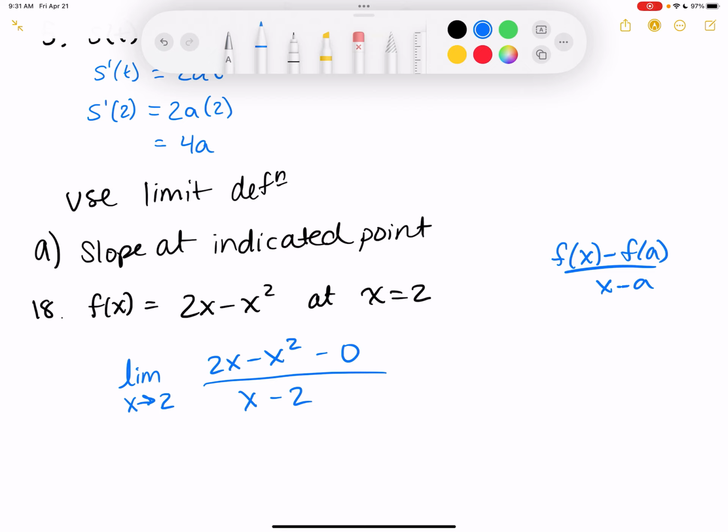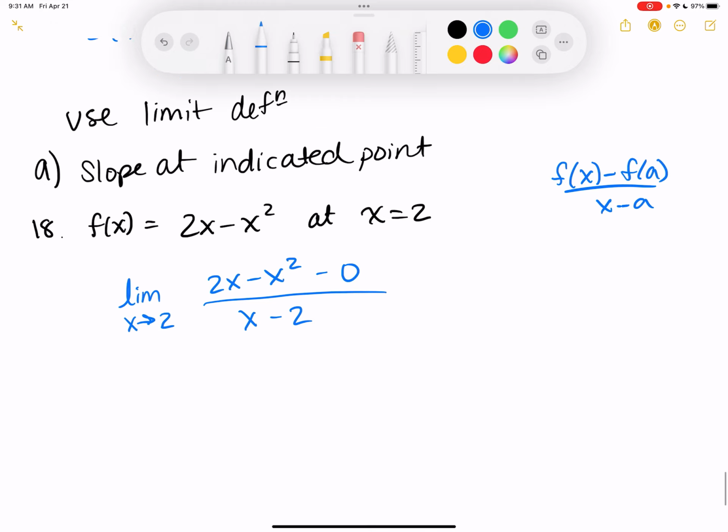So then, obviously that's 0, you can just disregard it. On top, I'm going to see if there's anything I can take out. I'm going to do this in 2 steps, but I normally would do it in 1, so that we see something that I'm trying to show. So the limit as x approaches 2 of, I'm going to take out an x, so x times 2 minus x over x minus 2.